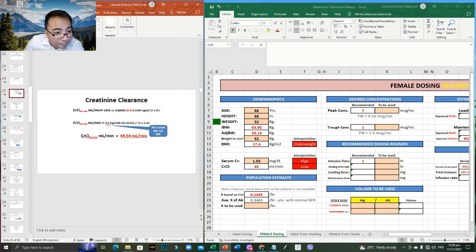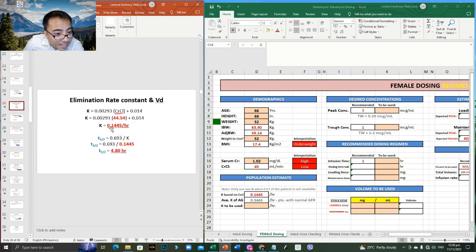Okay, ito. Creatinine clearance natin is 44.54. Approximately 45. Round off niya na. Alright? So here, it's 45. Hope nakikita nyo. Tapos ating K is 0.1445. So ang K to be used would be 0.1445. So type natin yan, 0.1445.